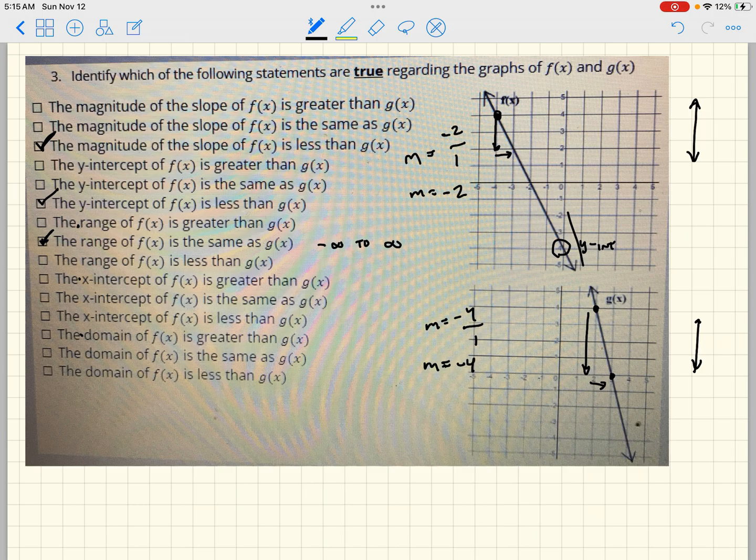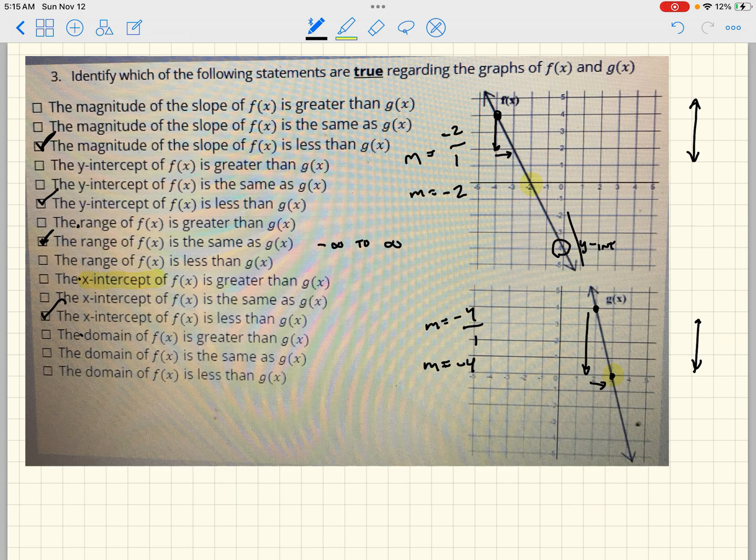Now, the next thing says the x-intercept. So let's look at the x-intercepts. This one's at -2, and this one's at +3. If we say which one's bigger, well, the x-intercept of g(x) is bigger than that. So f(x) has a smaller x-intercept than g(x).